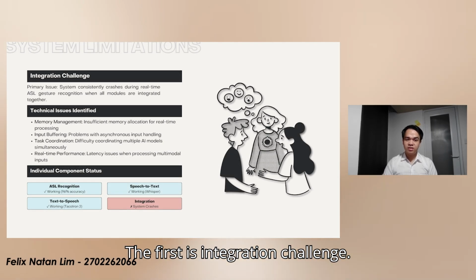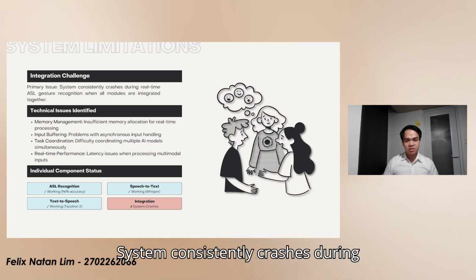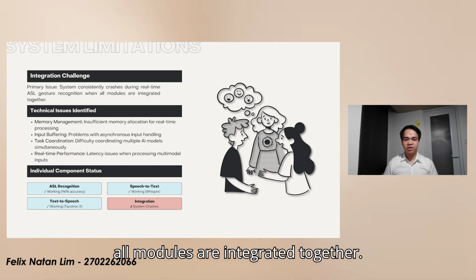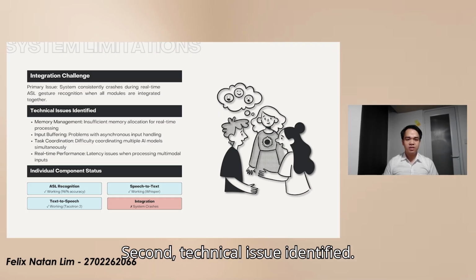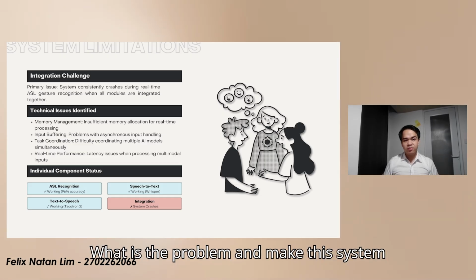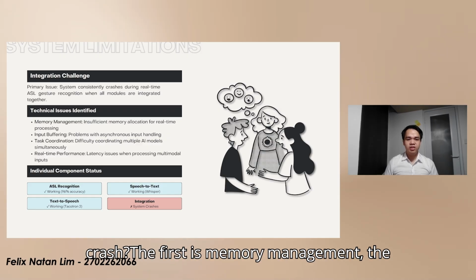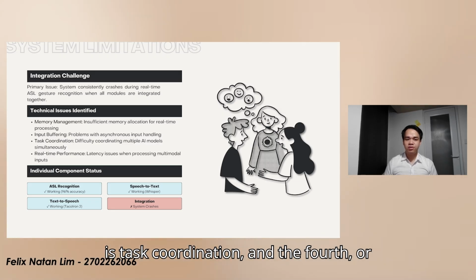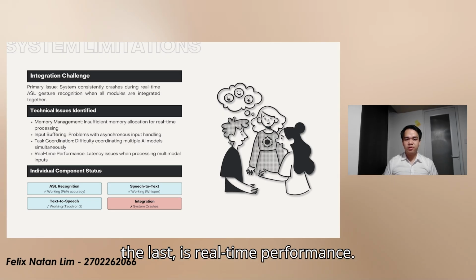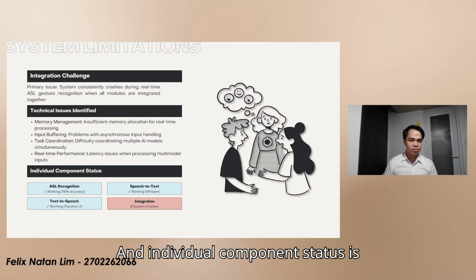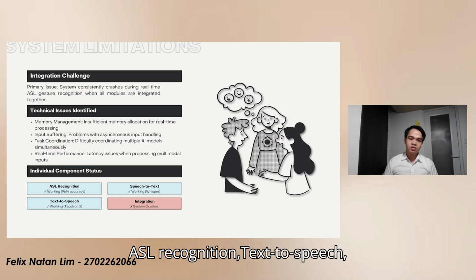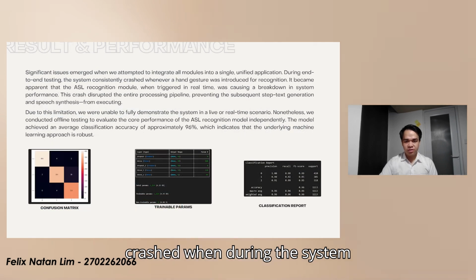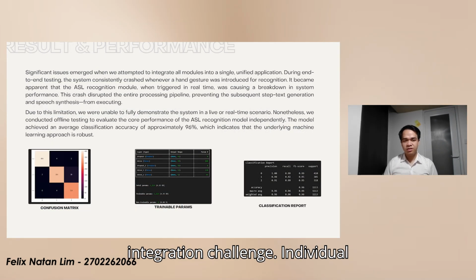System limitation. The first is integration challenge. The system consistently crashes during real-time ASL gesture recognition when all modules are integrated together. Second, technical issues identified. The first is memory management, the second is buffering, and the third is task coordination, and the fourth, the last, is real-time performance. And individual component status is ASL recognition, text to speech, speech to text, and integration crashed during the system integration, performance resource, and integration challenge.